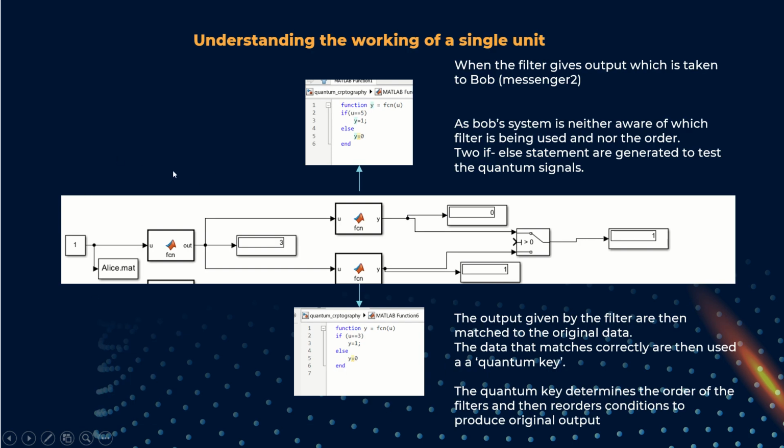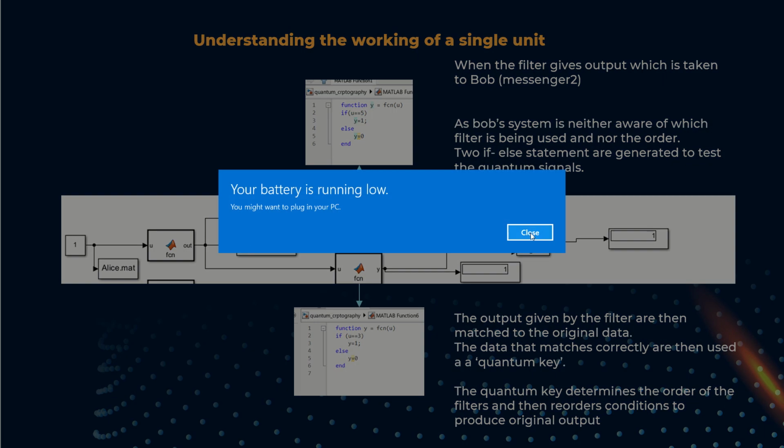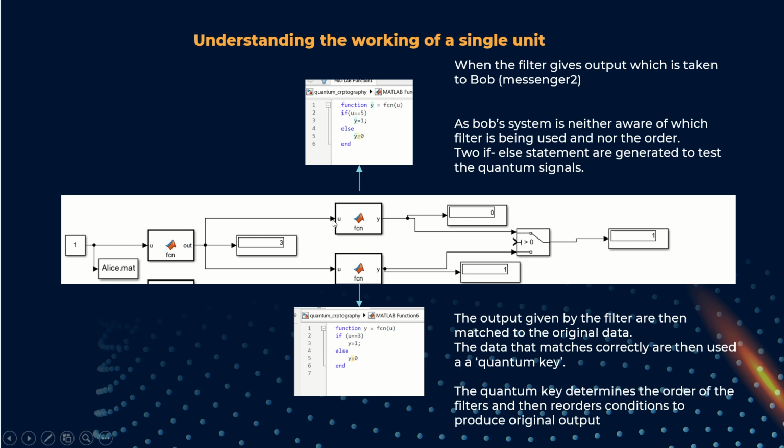So, for understanding the working of a single unit present in our simulation, when Alice gives out this information to the filter, the filter processes it and gives us, let's take for example 3, which is the horizontal vector. This 3 is taken by the system of Bob, and Bob's system is going to use some trial and error approach to configure which filter was being used in Alice's system.